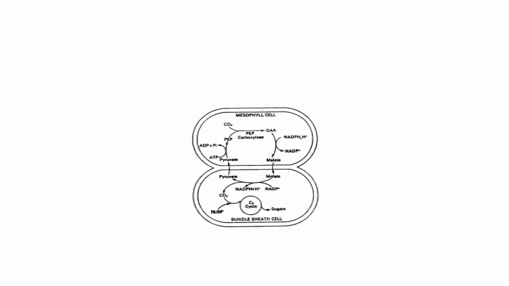But in C3 plants, it remains as such. Later on, it can be converted into sucrose molecules. But here, it takes place in these two cells. Okay, initially C3 takes place, and then it immediately goes to mesophyll cells to complete the cycle. Okay.